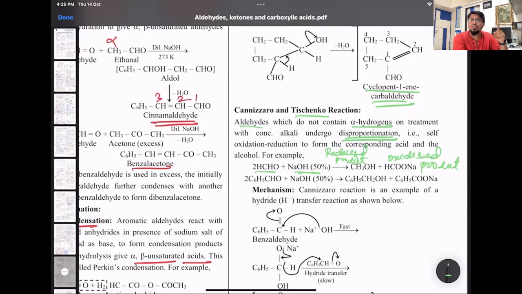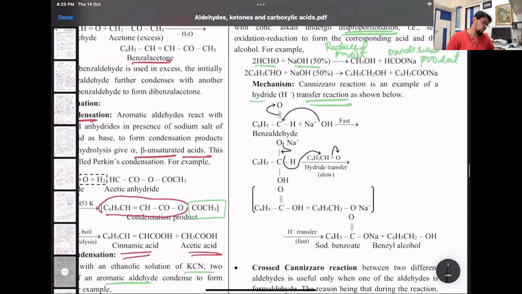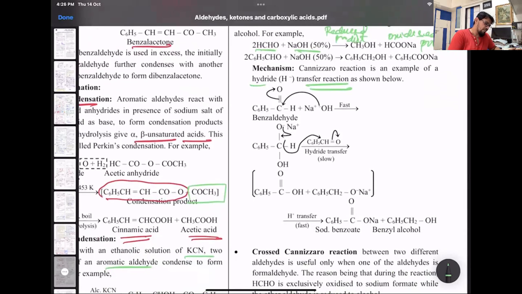with sodium salt forms sodium benzoate. And 1 mole of benzaldehyde gets reduced to benzyl alcohol. Mechanism: it is basically a shift of hydride ion, that is H minus is shifted. The mechanism is just for understanding. It is nothing but an intramolecular shift of hydride ion, to give you sodium benzoate and benzyl alcohol.